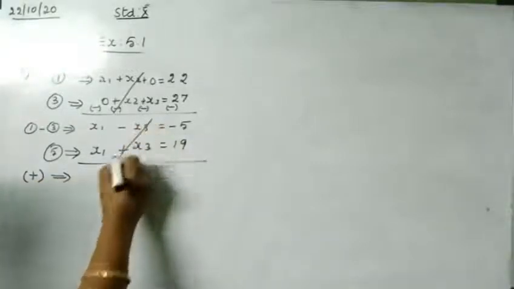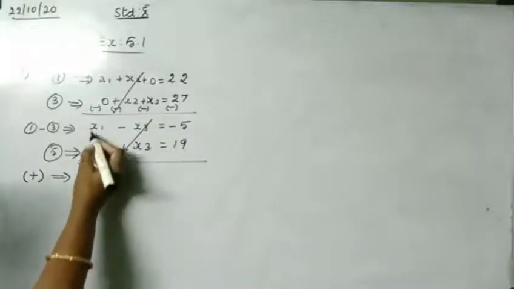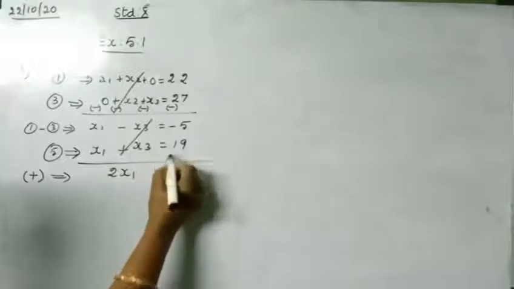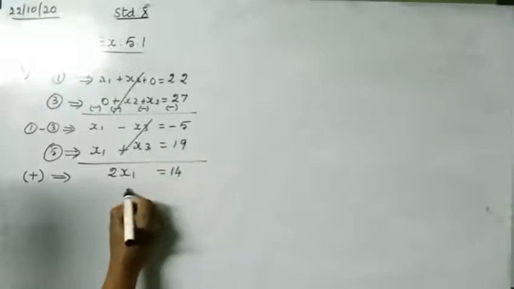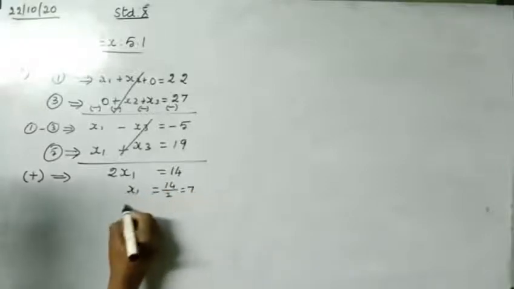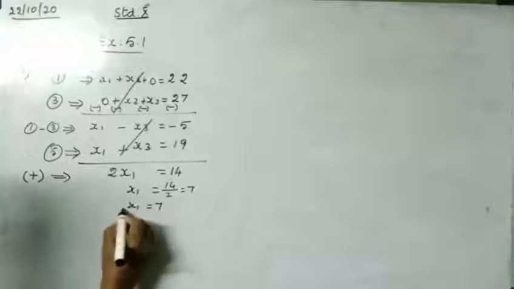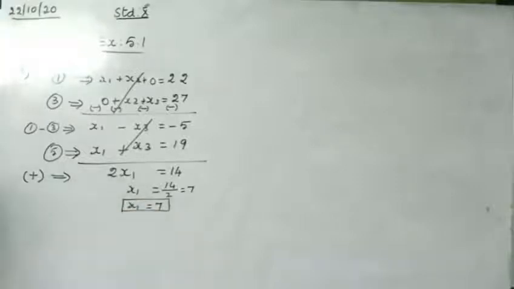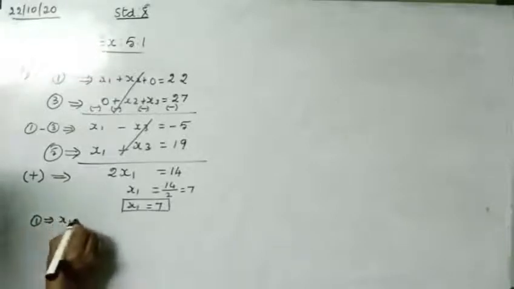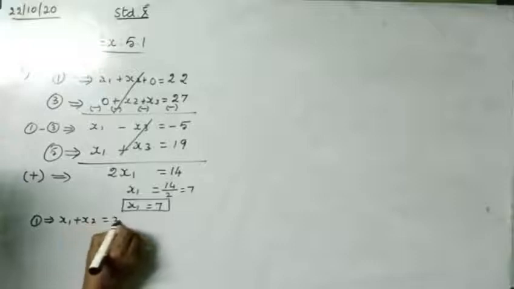So cancelling x3 and x3. x1 plus x1 is 2x1 is equal to 19 minus 5 is 14. So x1 is equal to 14 divided by 2 equal to 7. So x1 is equal to 7. Then after getting this 7, go to first equation. So take first equation. What is first equation? x1 plus x2 is equal to 22.